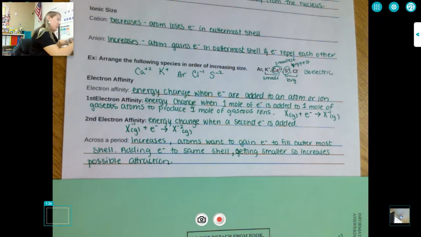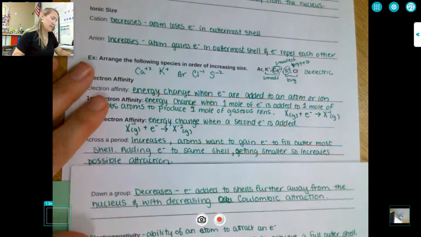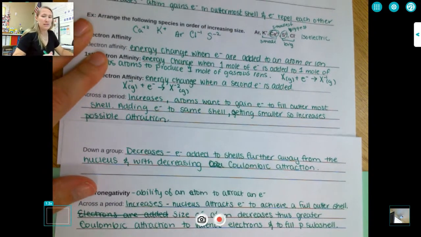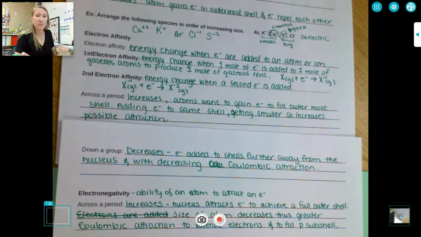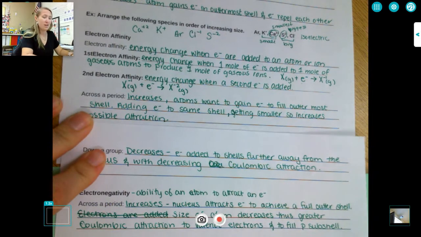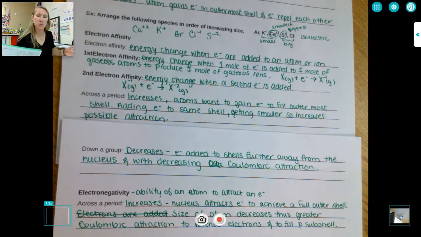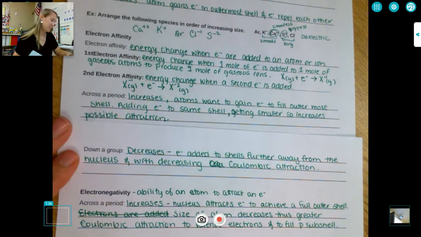Now, if I go down a group, it's going to decrease. And it's going to decrease because now I'm adding to shells further away from the nucleus. Therefore, there's less Coulombic attraction. Less Coulombic attraction means that it doesn't really care about those outermost electrons. Take them or leave them. So it doesn't want to attract anymore. Are you starting to see the trend of Coulombic attraction playing a huge role in everything that happens here?